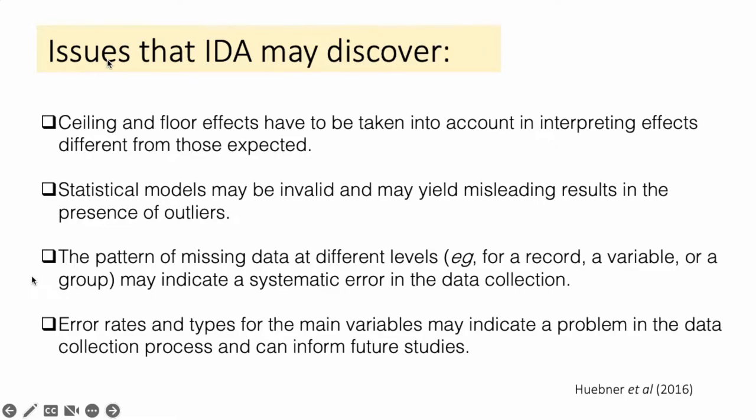And error rates and types of the main variables could indicate a problem in the data collection, right? Your data should also be the same type in the same variables, which does not always happen when you're collecting from different sources. All of this maybe sounds logical, but it's important to consciously think about it, because in many cases we just jump towards doing analysis, at least I did, and then we realize we're finding spurious batch effects and all these things that we have not really taken into account.